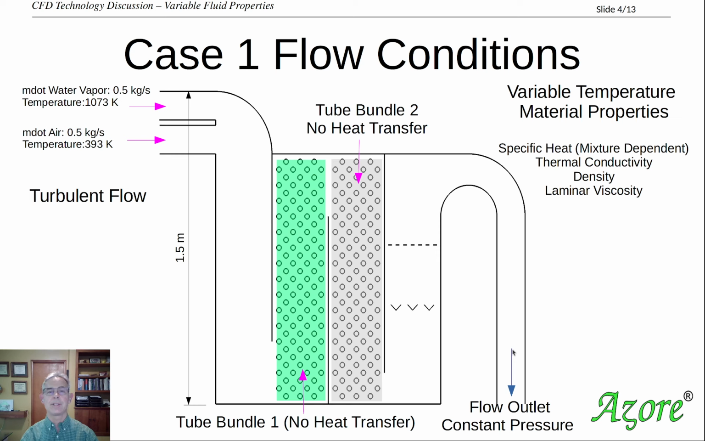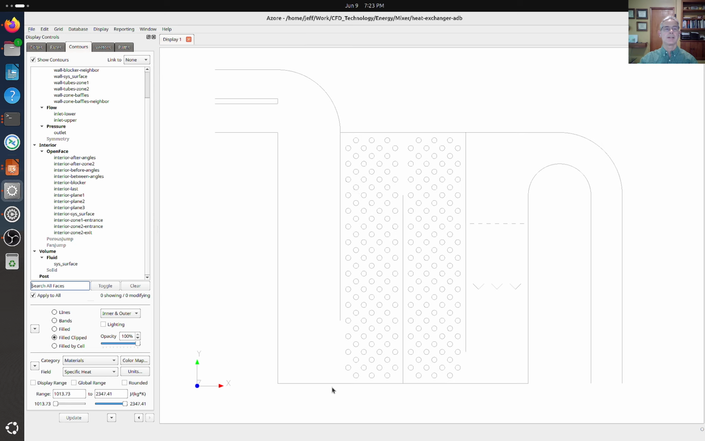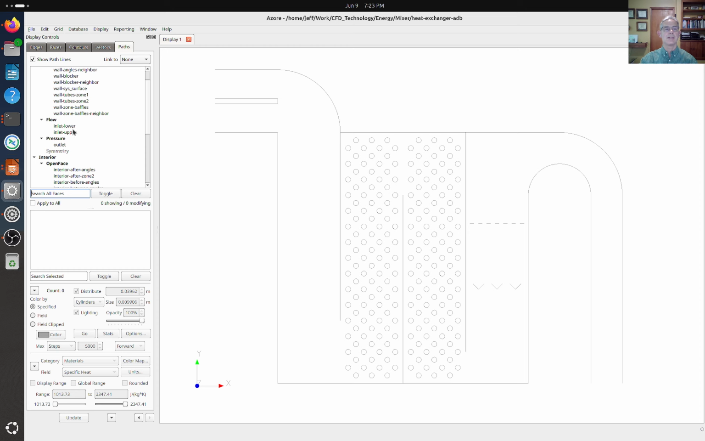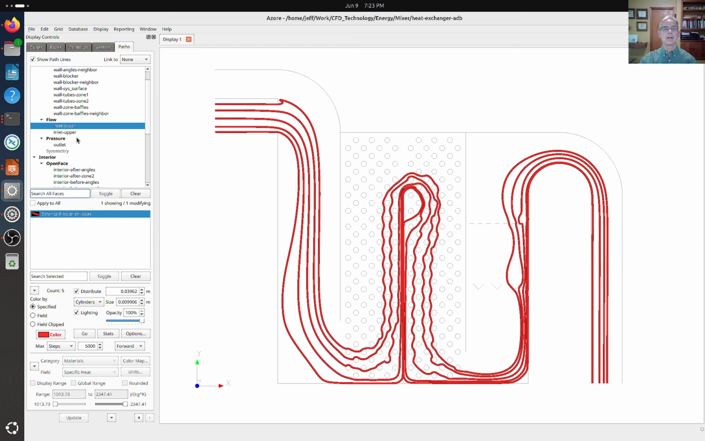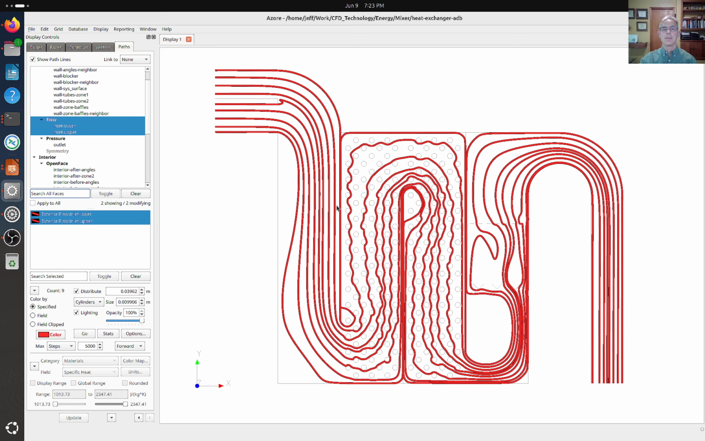So to get a good idea of what this flow structure might look like, we're going to look at some of the predictions that Azore has made. Here is a simulation that's brought up in Azore, and this is the geometry. One thing that might be interesting to do is look at path lines as they start from this inlet right here. We can look at path lines here, and you can see how they pass through here, but perhaps we would want to color them a little bit differently.